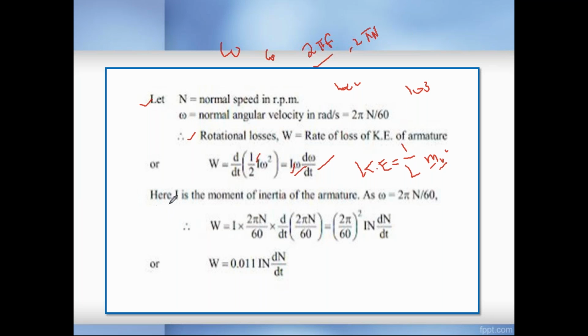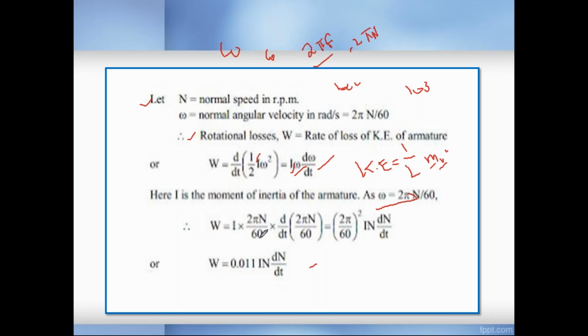Here I is the moment of inertia of the armature, and omega equals 2 pi N by 60. Now if you substitute 2 pi N by 60 in this equation, what do you get? W equals I into, in the place of omega, 2 pi N by 60, into d by dt of 2 pi N by 60.